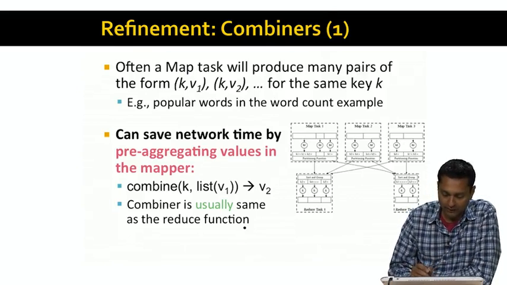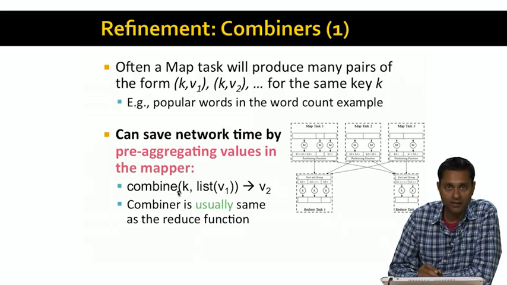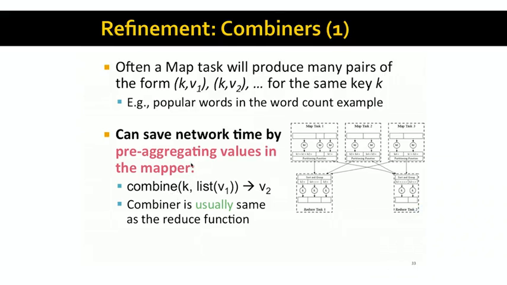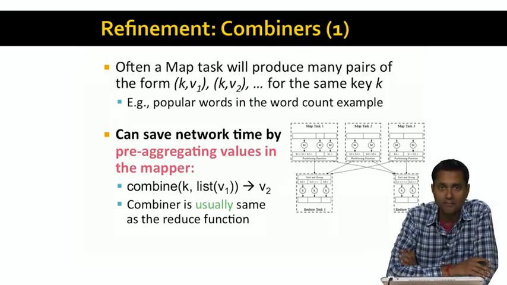The combiner is also supplied by the programmer. The programmer provides a function combine. The input to the combiner is a key and a list of values, and the output is a single value. So instead of a whole bunch of tuples with the key k being shipped off to a reducer, just a single tuple with key k and value v2 is shipped off to the reducer. Usually the combiner is the same function as the reducer. So if, for example, the reducer adds up its input values, the combiner does the same thing as well.